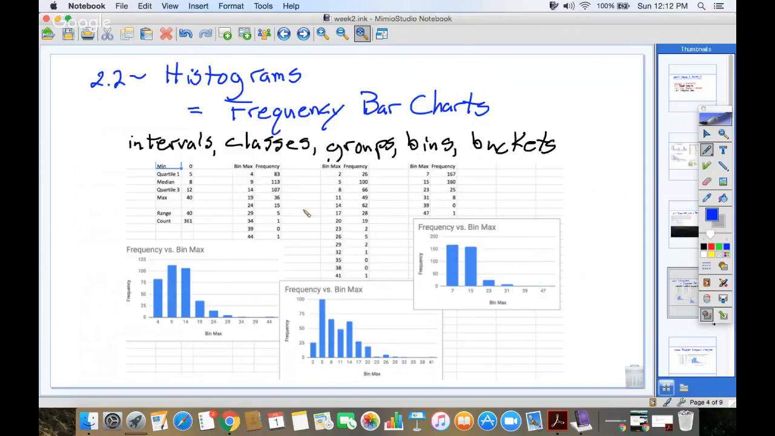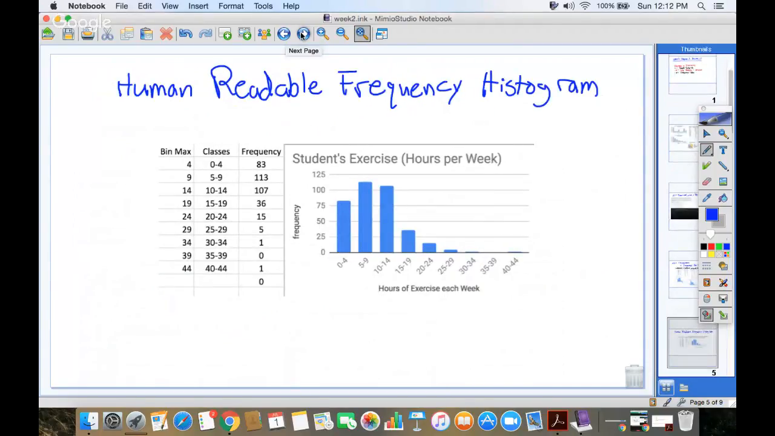And taking a look at the book and some of the videos in the week 2 material will help you figure that out. But generally, for me, I make at least 3 frequency tables, turn those into graphs, and then I pick one and go from there. Once I pick one, I'm usually going to make it a little more human readable.